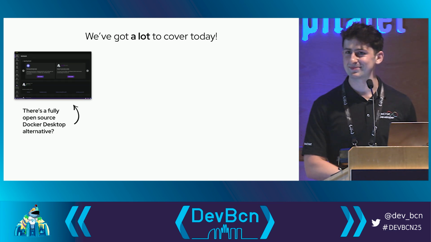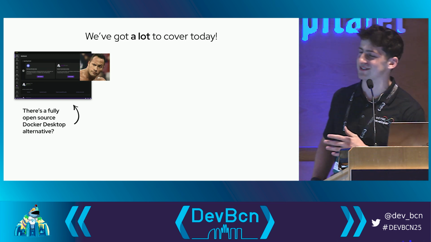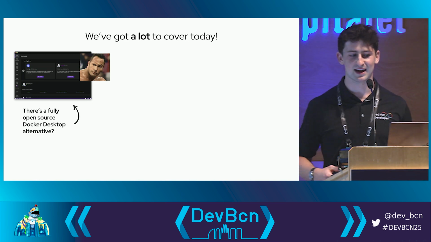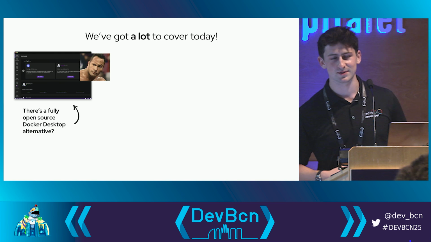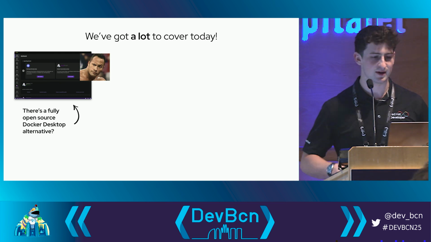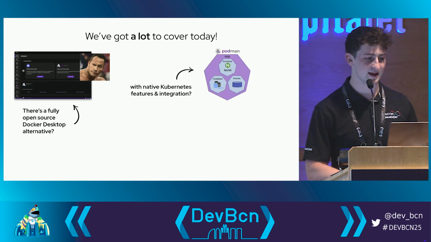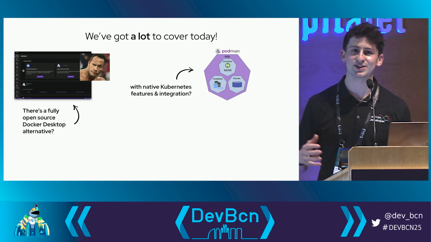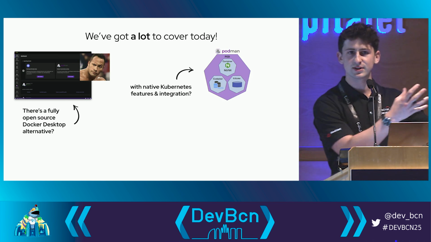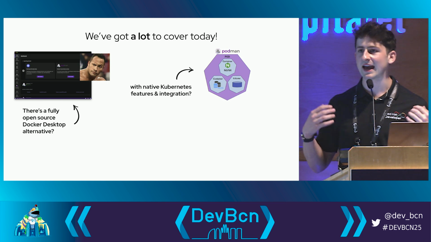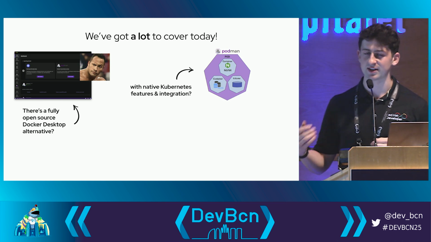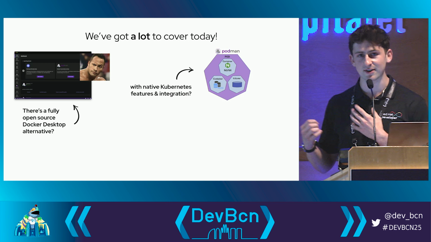When I talk to developers, a lot of people don't really know that there's an open source alternative to Docker Desktop. So we're going to be playing around with this open source tool, and it's called Podman Desktop. It's an extension of the container engine Podman. But in addition to replicating the functionality of building and running containers, you actually have native Kubernetes features and integration for pods, deployments, and other resources.